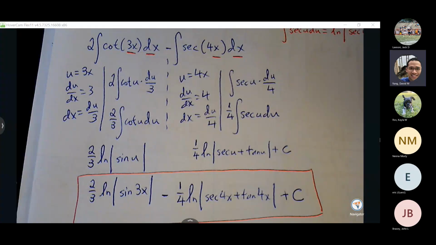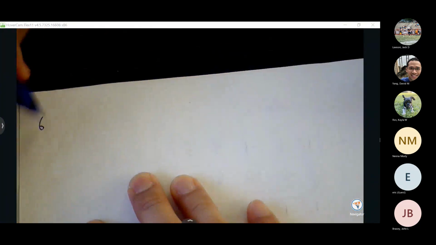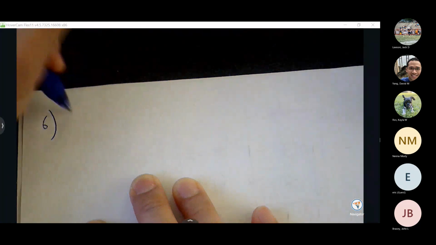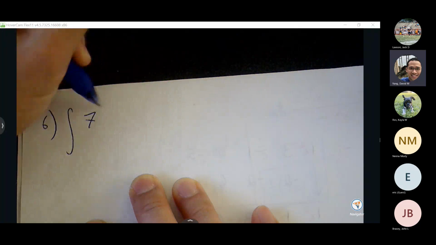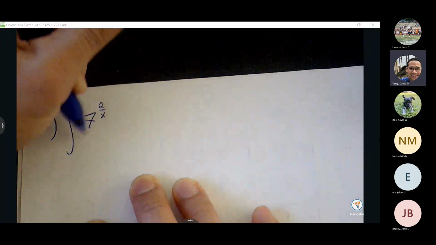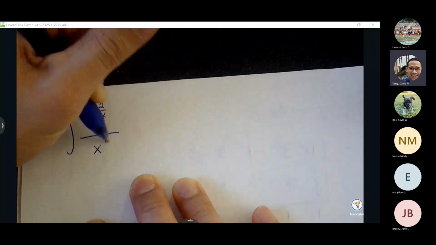All right, number six. It got cut off a little bit on your sheet here, but it should be 7 to the 2 over x, all over x squared.